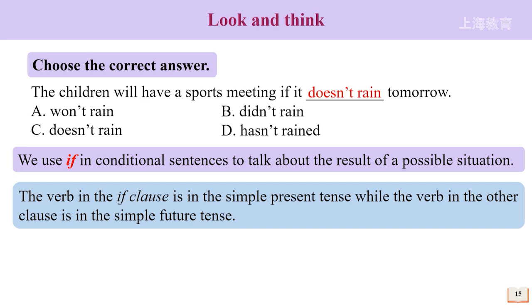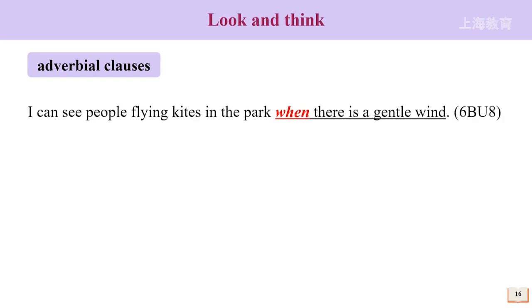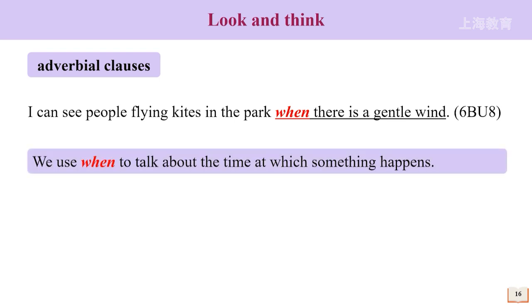The children will have a sports meeting if it doesn't rain tomorrow. 划线部分就是条件状语从句。Can you find other kinds of adverbial clauses in your textbook? 你还能在课本中找到其他类型的状语从句吗？I can see people flying kites in the park when there is a gentle wind. We use when to talk about the time at which something happens.